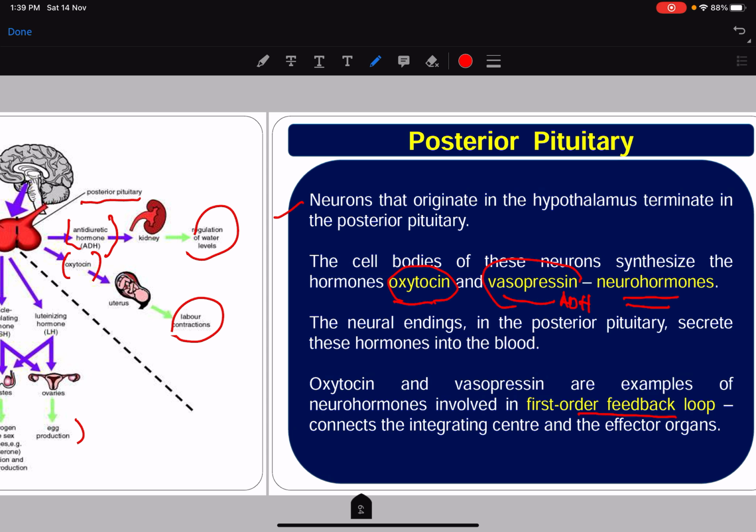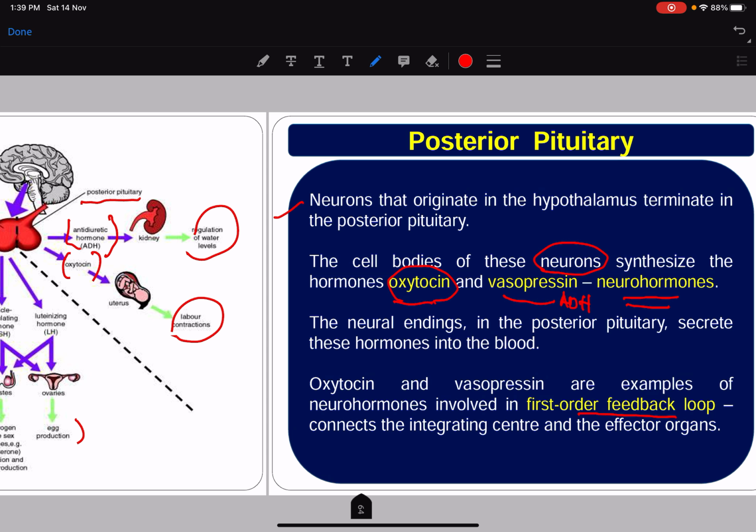Why? Because these hormones are secreted by the cell bodies of neurons. That's why neurohormones. They are called neurohormones because ADH and oxytocin are secreted by neurons. The neural endings in the posterior pituitary secrete these hormones into the blood. Oxytocin and vasopressin are examples of neurohormones.